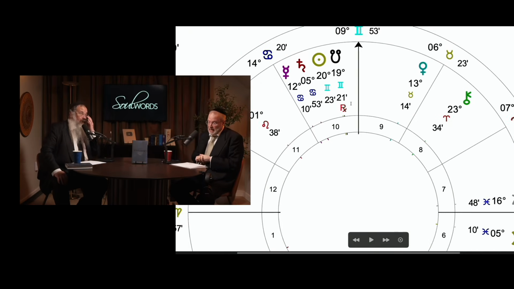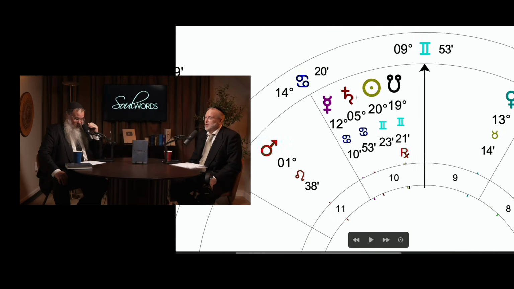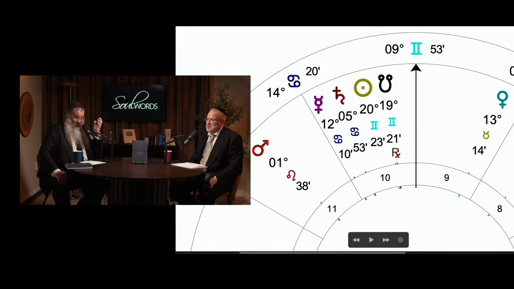Now you can zoom in on the 10th house. There's a number right underneath the sun that says 20. We're going to talk about 20 degrees. It looks like it says 20 degrees. Yes, and we're going to talk about that in a second.